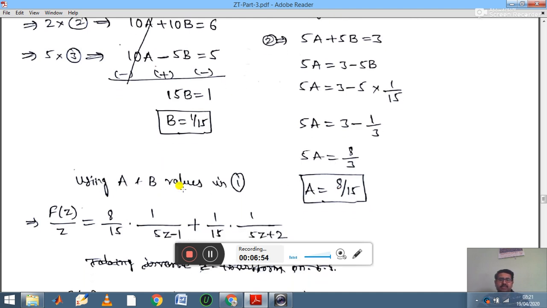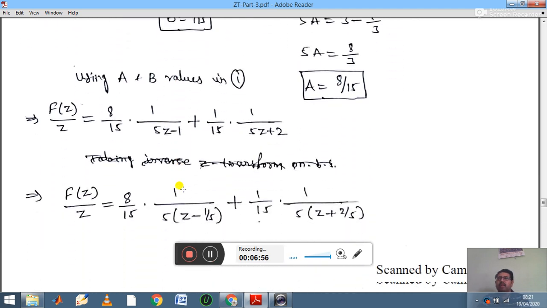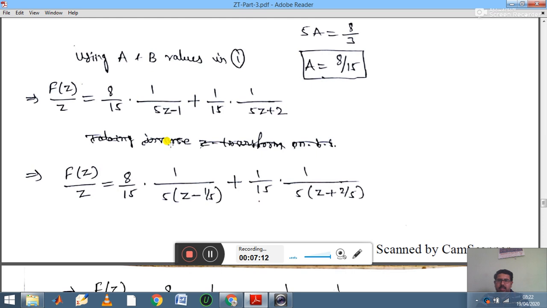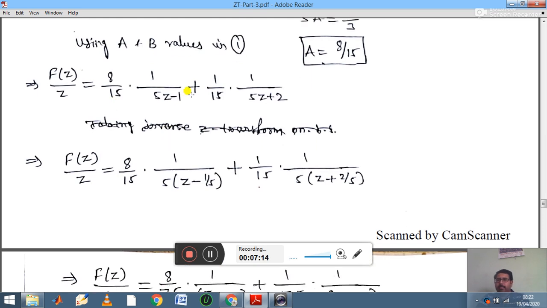Use these a and b values in equation 1. Then your equation 1 becomes f of z by z is equal to 8 by 15 into 1 by (5z minus 1) plus 1 by 15 into 1 by (5z plus 2). Now here you need to rewrite this step. Left hand side f of z by z as it is, and the RHS term 8 by 15 as it is. Here numerator 1 as it is, denominator.